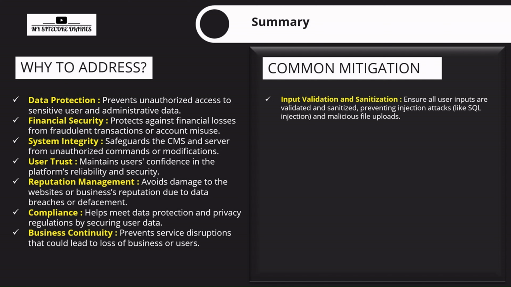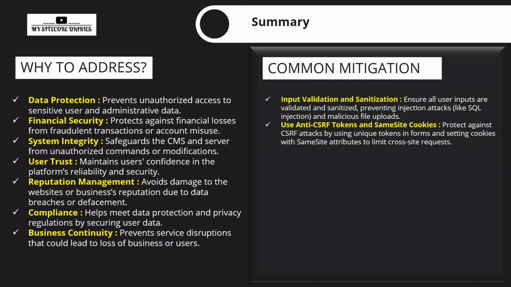So first is input validation and sanitization. We have already seen there are many places where input validation and sanitization was key. It ensures all user inputs are validated and sanitized, preventing injection like SQL injection and malicious file upload. All those will be taken care of by input validation and sanitization. Use anti-CSRF tokens and same-site cookies. This protects against CSRF attacks by using unique tokens in forms and setting cookies with the SameSite attribute to limit cross-site requests.